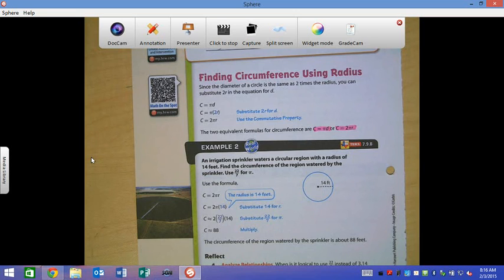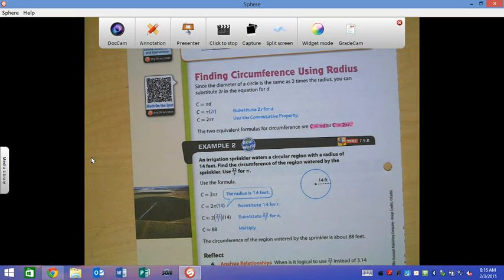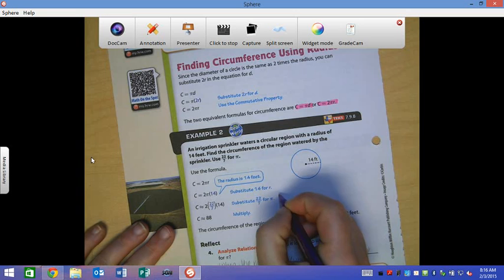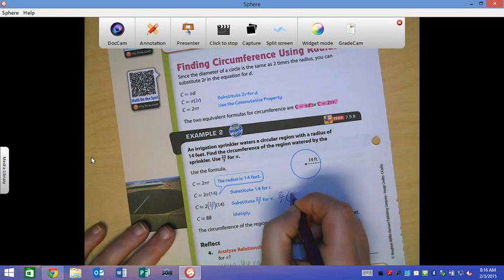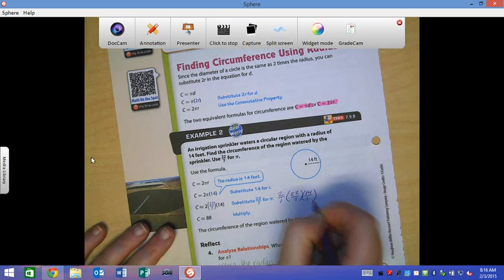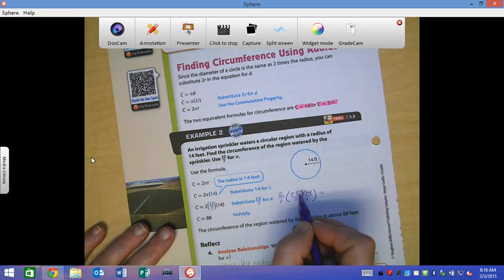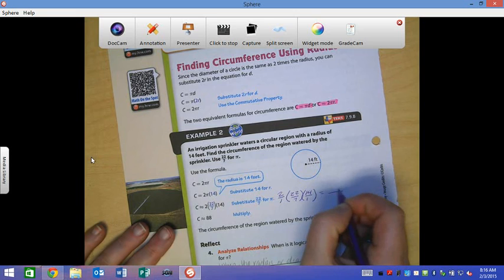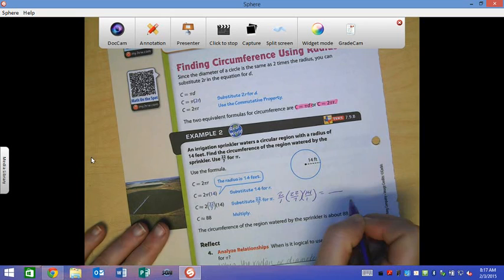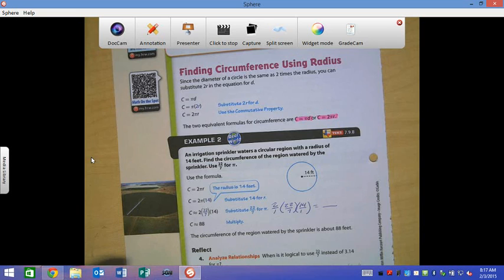So, remember when we multiply fractions, we have to turn this to 2/1 and turn this to 14/1. So it's going to end up looking like this when you work it out. 2/1 times 22/7 times 14/1. And remember, when we multiply across, 2 times 22, and then that number times 14 will go on the top, and then 1 times 7 times 1 will go on the bottom, and then you just simplify your fraction. And when you do, you'll end up getting about 88. So the circumference of the region watered by the sprinkler is about 88 feet.